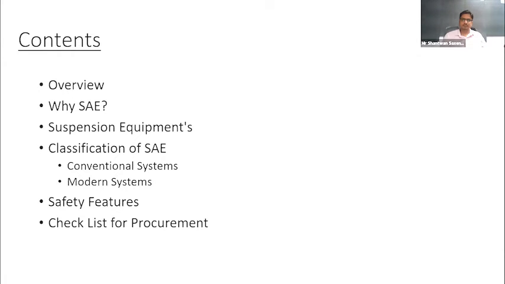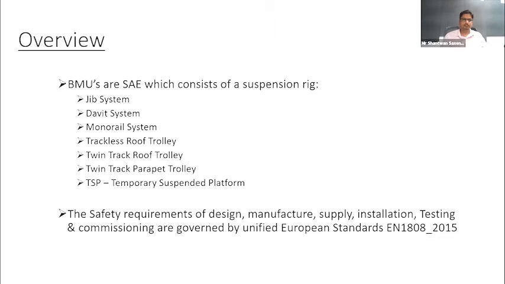These are the contents which we are going to cover during the presentation. BMUs are the SAE which consist of a suspension rig. These are as follows: jib system, rivet system, monorail system, trackless roof trolley, twin track roof trolley, twin track parapet trolley, and the temporary suspended platform. The safety requirements of the design, manufacture, supply, installation, testing, and commissioning are governed by the Unified European Standards EN 1808/2005.